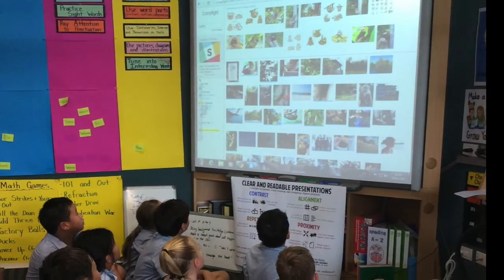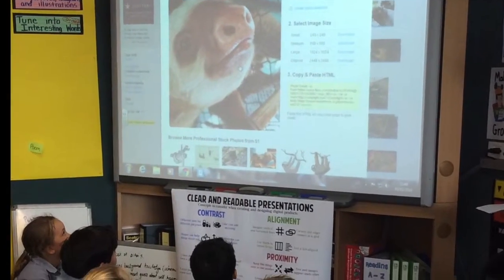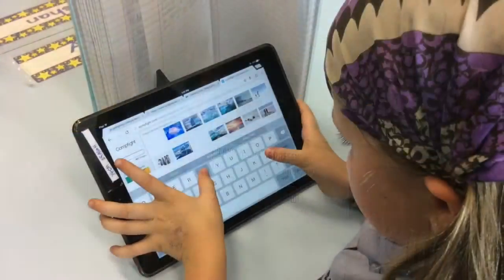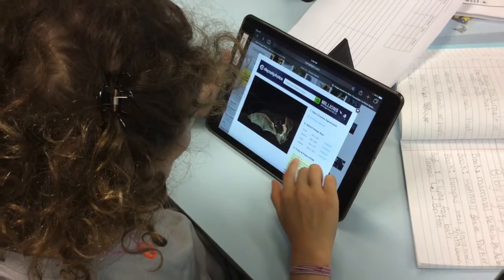The next day, I taught a copyright lesson and taught the children how to use CompFight and Creative Commons Search in order to find photos, and also taught them how to properly cite their photos in their book.